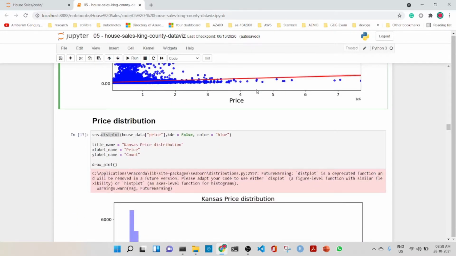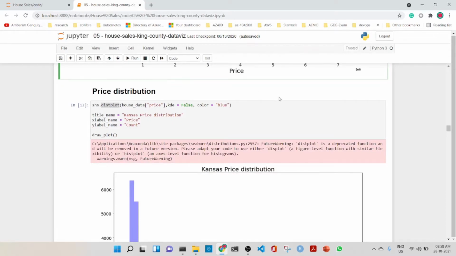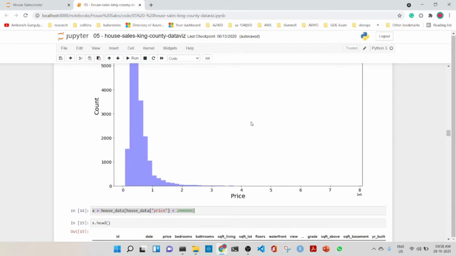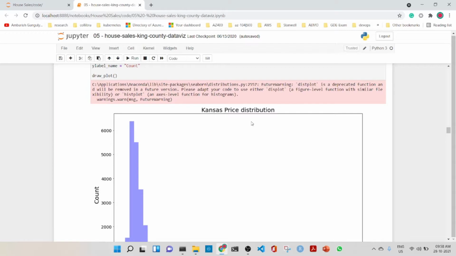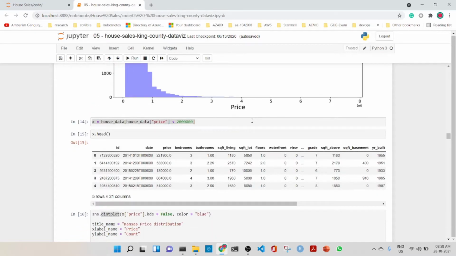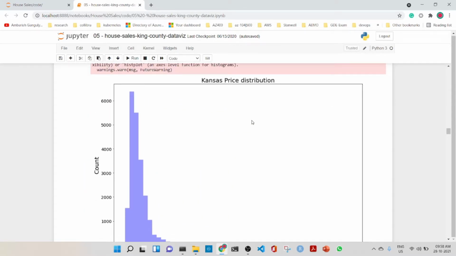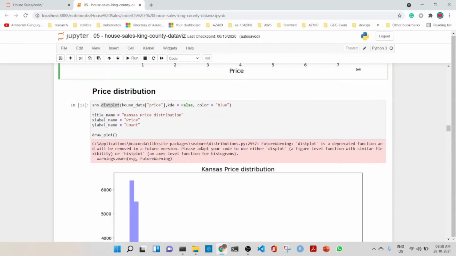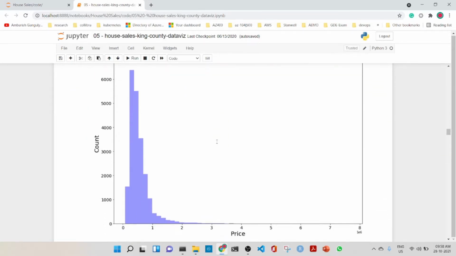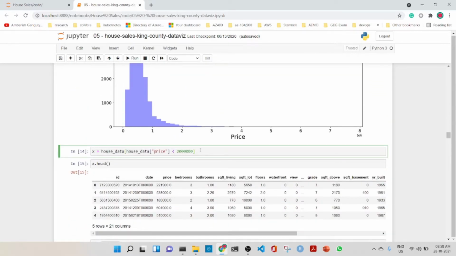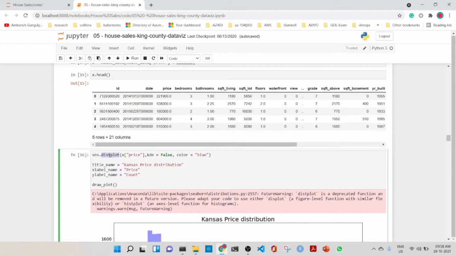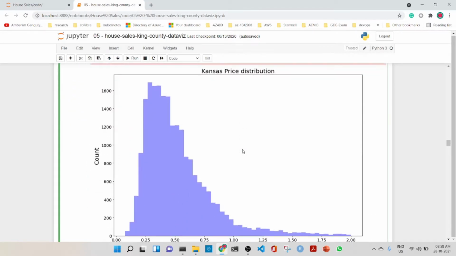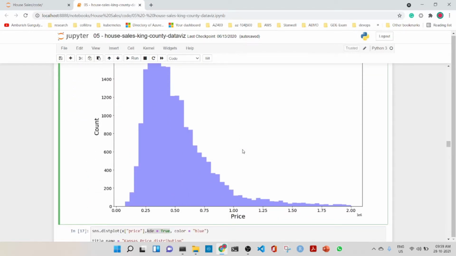The price distribution. Here we are doing a histogram and we are plotting this. Since it is very highly skewed data that we are having, what we are doing now is that we want to decrease the house data price and make it less than 2 million. And now when we do a plot or histogram, you see this looks much better.